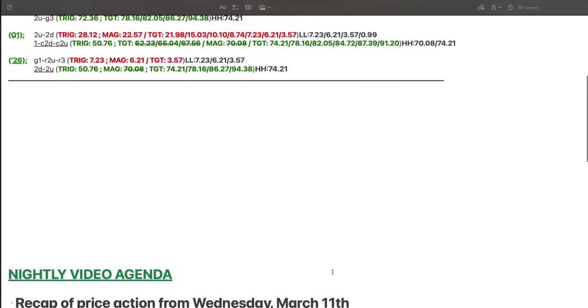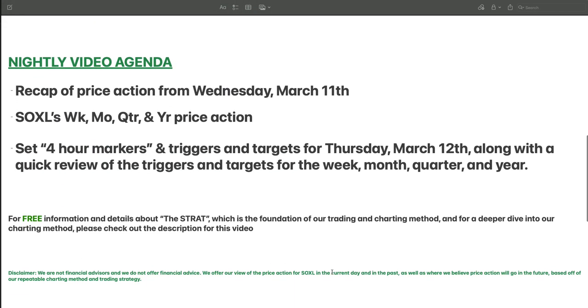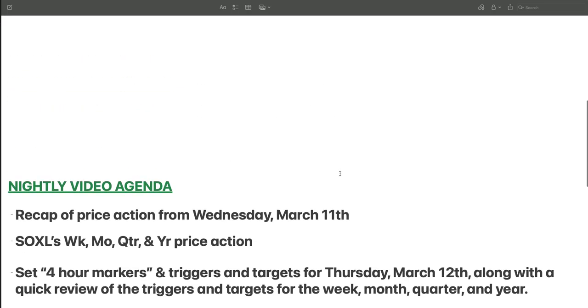Let's go ahead and check out the agenda for today. First, we'll go ahead and recap the price action from today, Wednesday, March 11th, before we zoom out like we always do and take a look at the week, month, quarter, and year price action. Then we zoom back in to look at what we call the 4-hour markers and the triggers and targets that we set up for Thursday, March 12th. And we'll do a quick review of the triggers and targets for the week, month, quarter, and year as well.